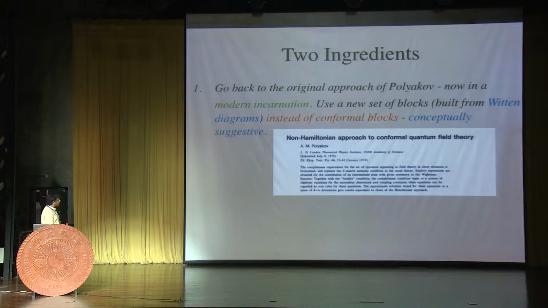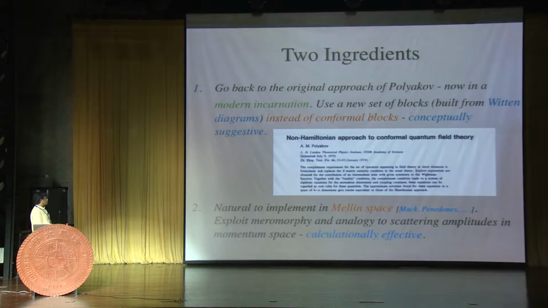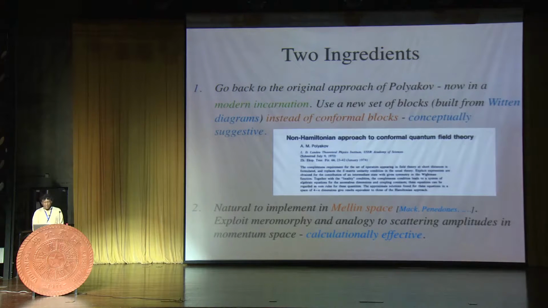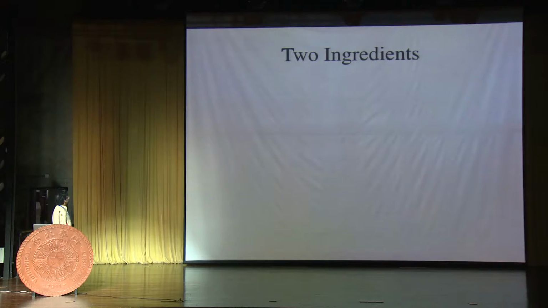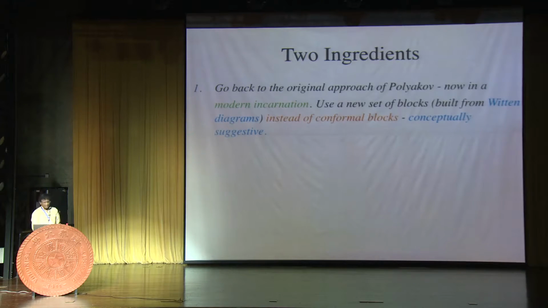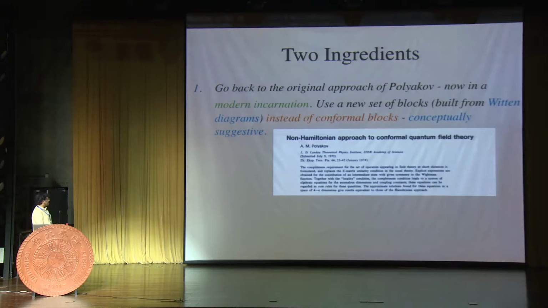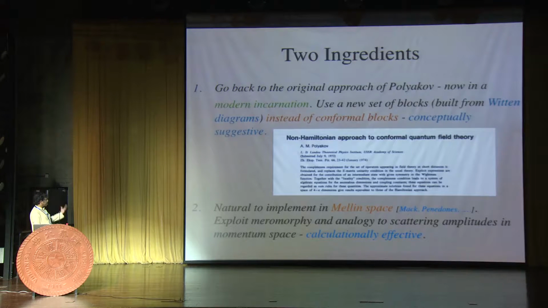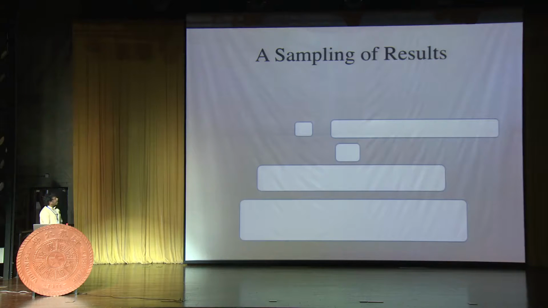And so the critical ingredient to make it calculationally effective is to implement it in Mellin space, a technology that we've seen developed in the last several years. And Mellin space is very nice because it has properties like meromorphy, and there's an analogy to scattering amplitudes in momentum space and so on, which we will exploit. So these are the two main ingredients that will go into the talk. Let me just offer you a sampling of results.